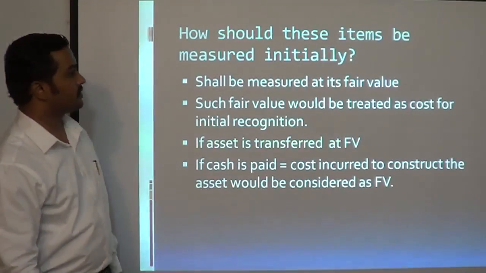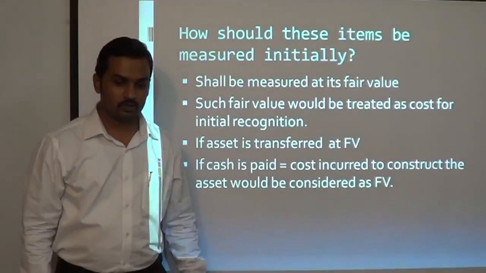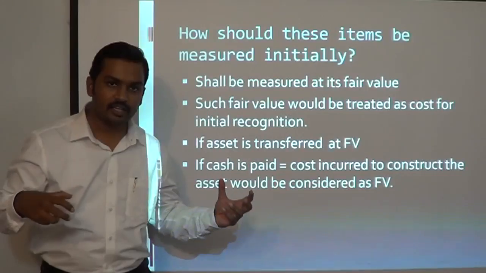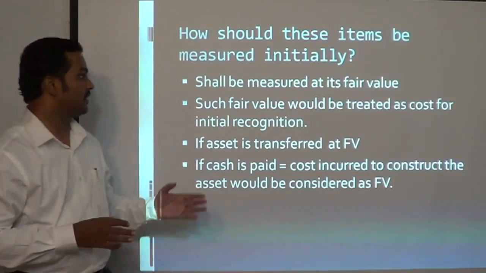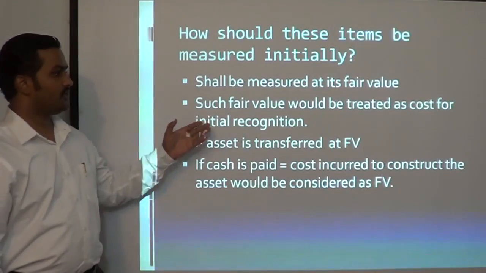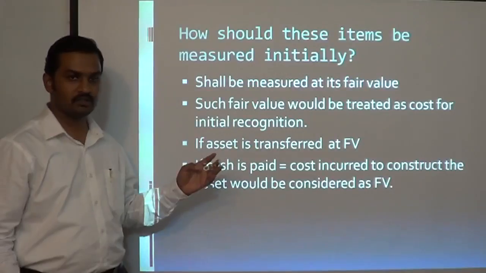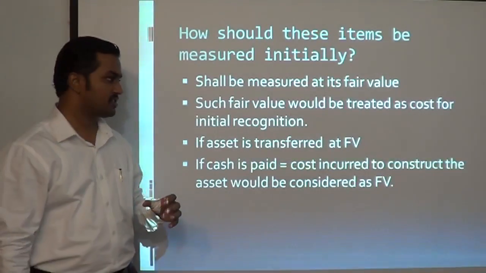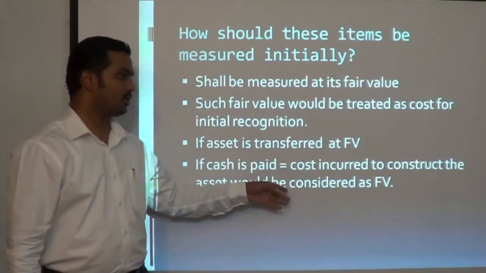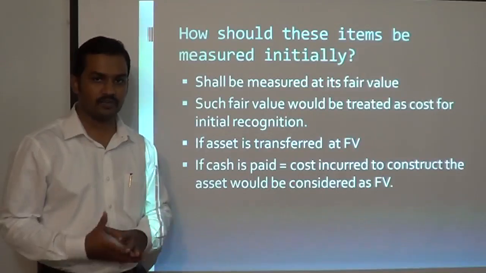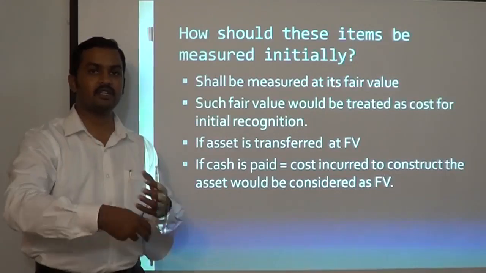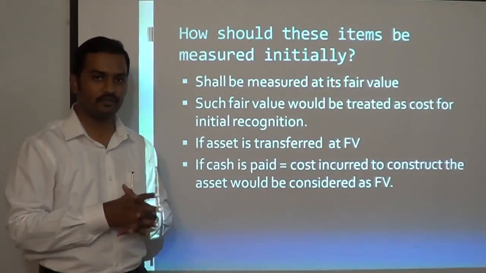Now, how should these items be measured initially? In the last example, the water supply company has received a pipe. At what value can it recognize it in its books of account? The standard says it shall be measured at its fair value. So the item of property, plant, equipment should be measured at its fair value. Such fair value would be treated as cost for initial recognition. So that fair value will become cost for the company which has received the asset. If an asset is transferred, its fair value will become cost. If cash is paid, the cost incurred to construct the asset would be considered as fair value. So suppose the customer is paying cash to the entity, whatever cost the entity has incurred to construct the asset, that will be considered as the fair value of the asset. Okay.